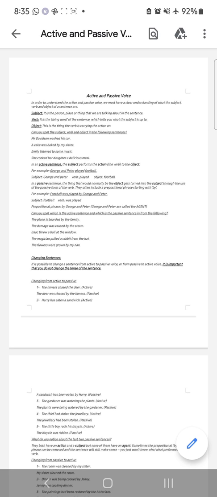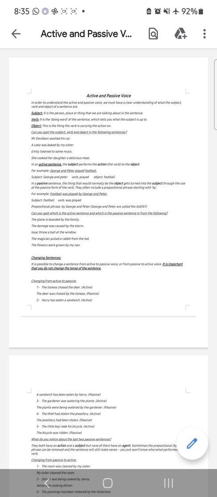Okay? Now, can you spot which of the following sentences is active and which is passive? The plane is boarded by the family. Don't be fooled by the by that we have at the end of a sentence. Which one do you think? Active or passive? It is a passive sentence. Why? Because the plane, which is our subject here, had the action done to it. So we had the plane, subject, is boarded, verb, the family, agent.